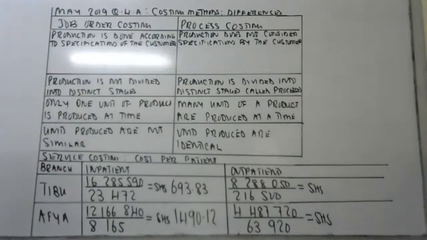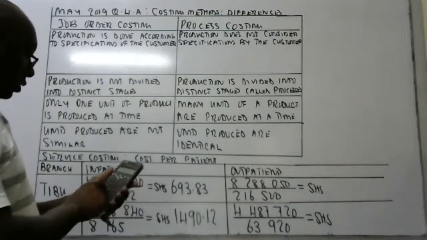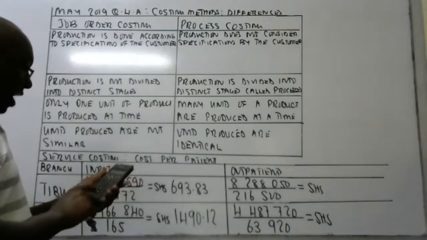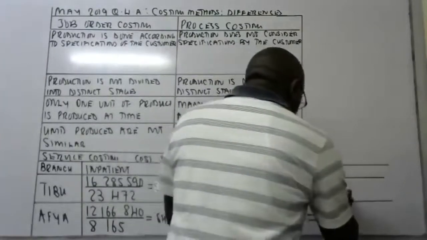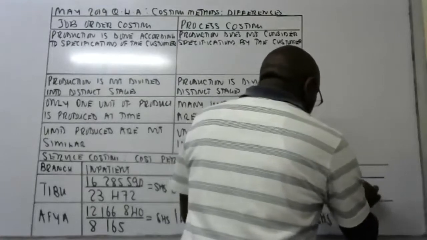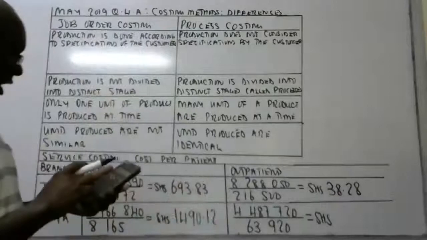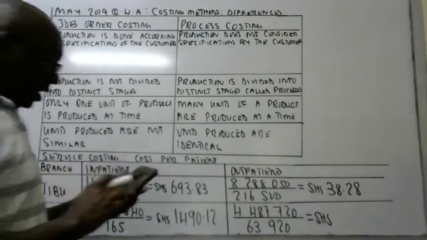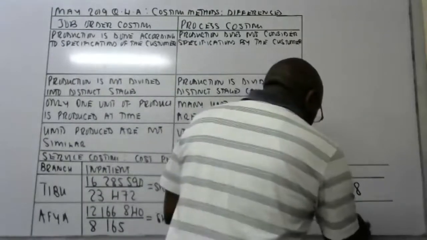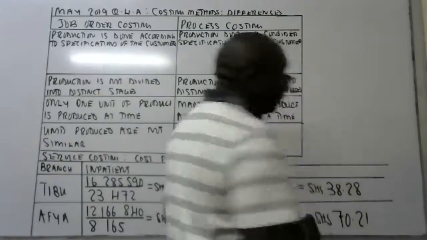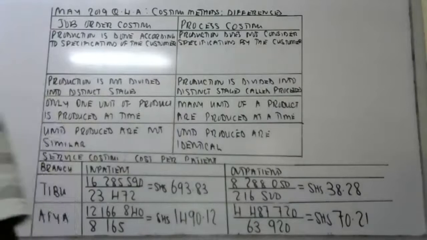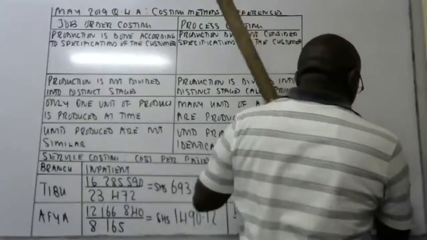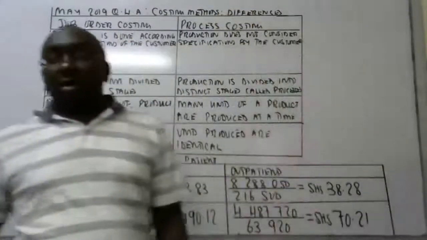So you just divide 8,288,050 by 216,500 and you get 38.28. Then 4,487,720 divided by 63,920, I'm getting 70.21. And that will be all.